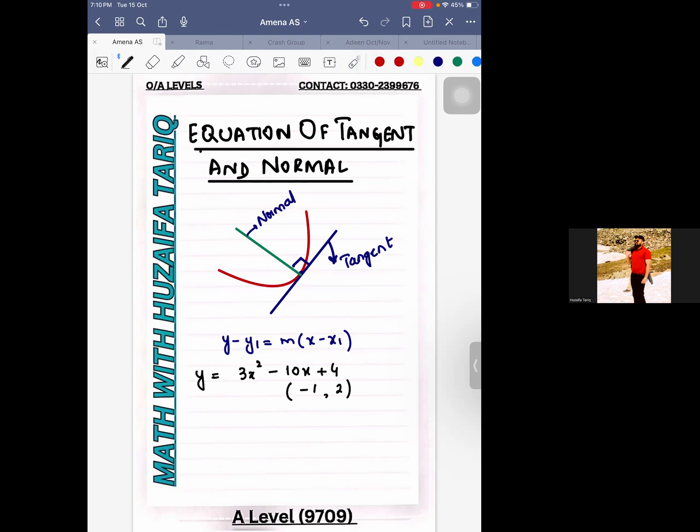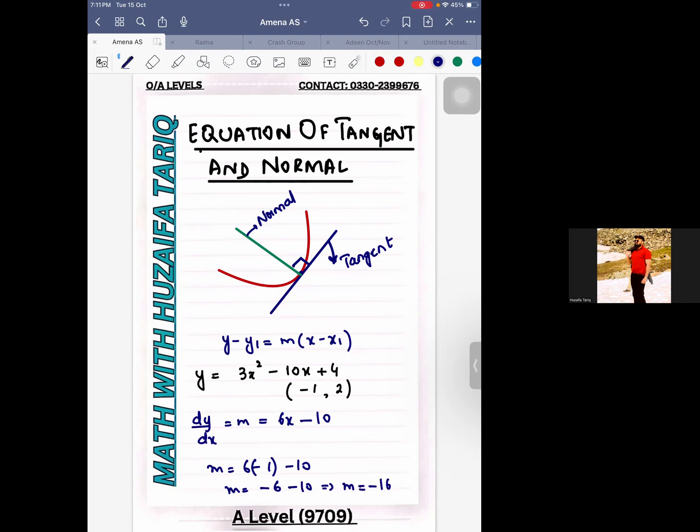So we know the formula for the equation of a tangent, that is y minus y1 equals m into x minus x1, and you have to calculate the gradient, that is m. To calculate the gradient, dy by dx, which is the slope and also known as the gradient, we have to take the derivative. It will be 6x minus 10, right? So now we have to substitute the value of x, and the value of x is minus 1. So 6 into minus 1 minus 10, so m equals minus 6 minus 10, and the value of m equals minus 16.